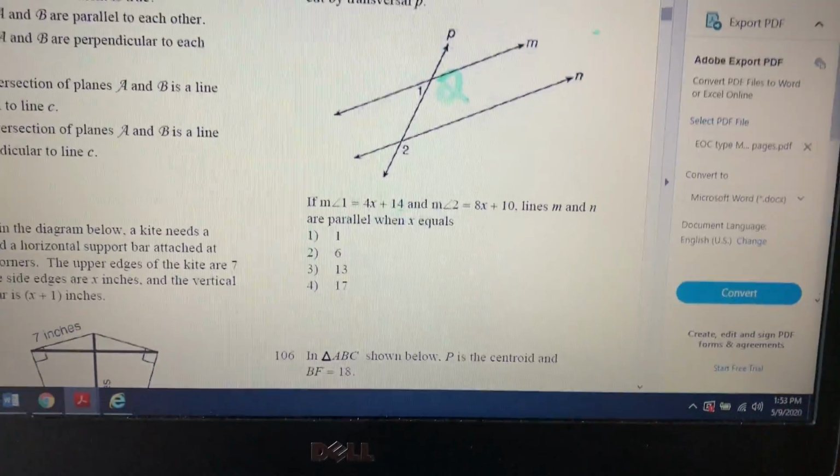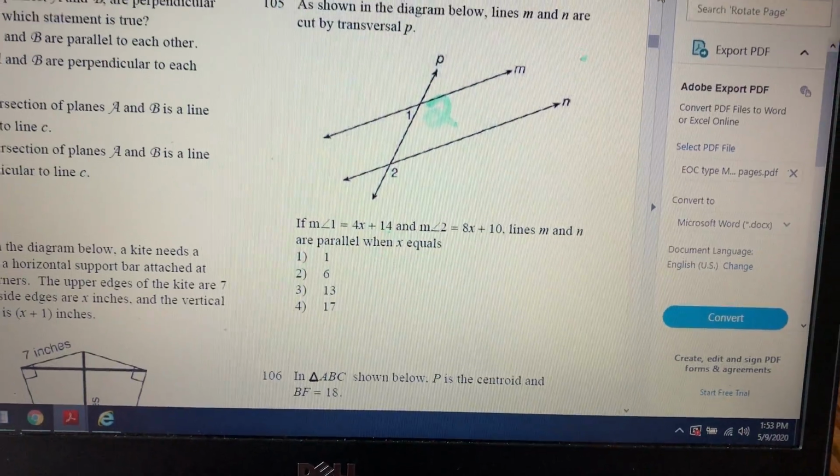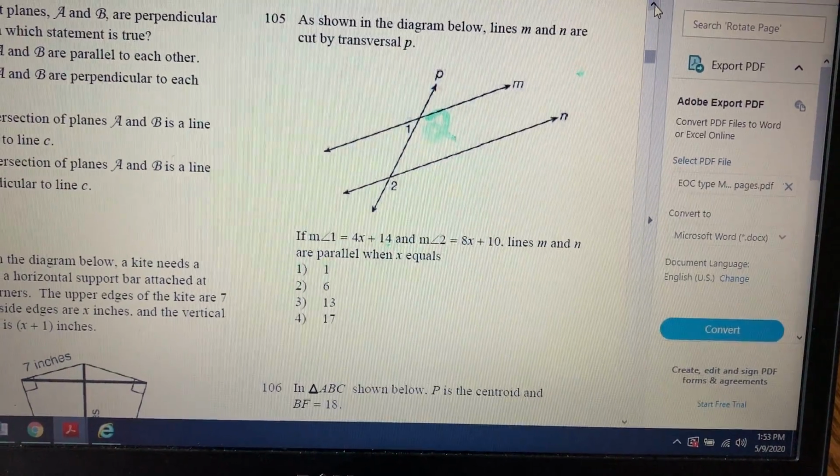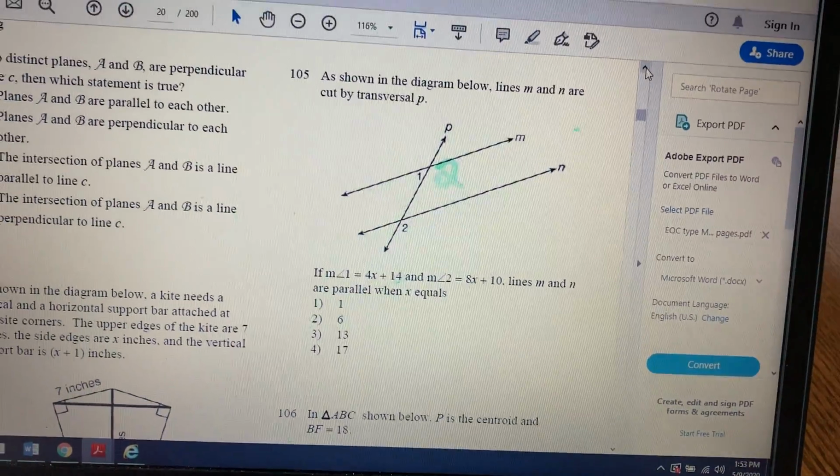All right, again, this is where you've got to look at your answer choices. They're parallel when x equals what? So, again, we're just looking for x. You don't have to plug it into any of them. So it is answer choice 3. Again, another answer choice 3.